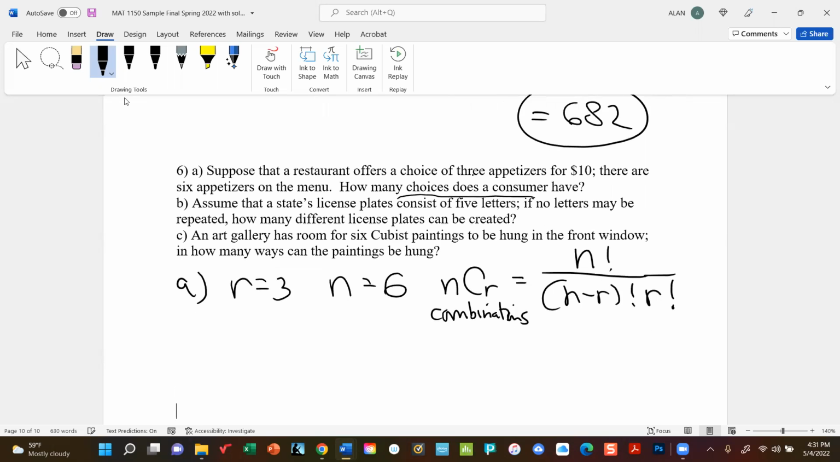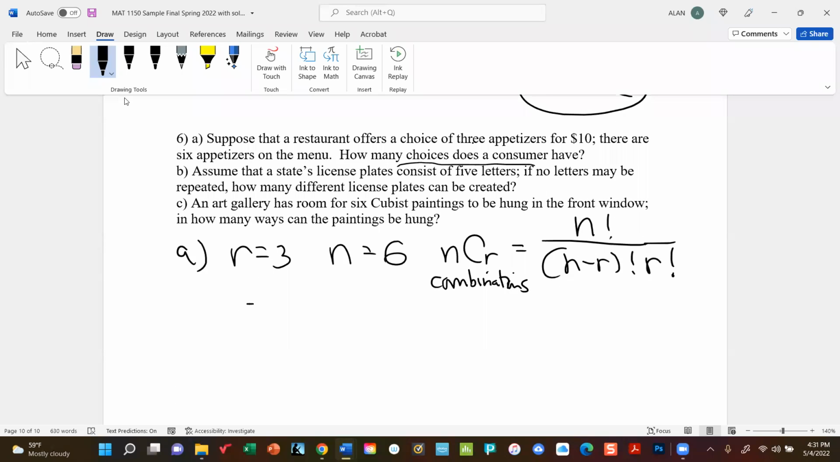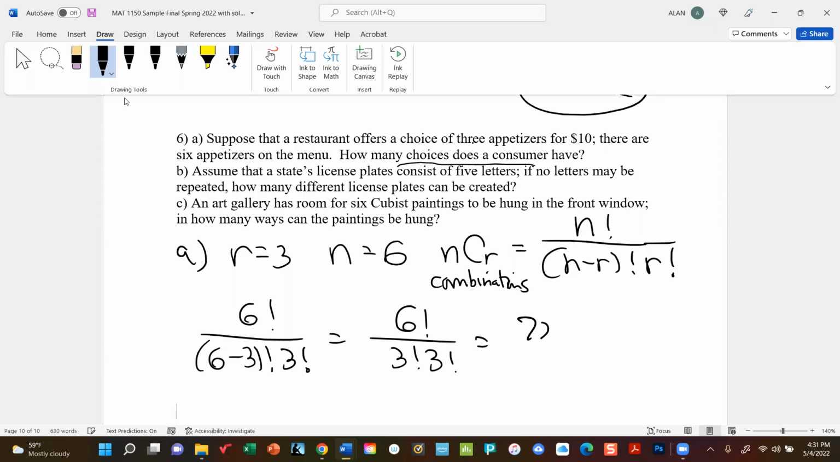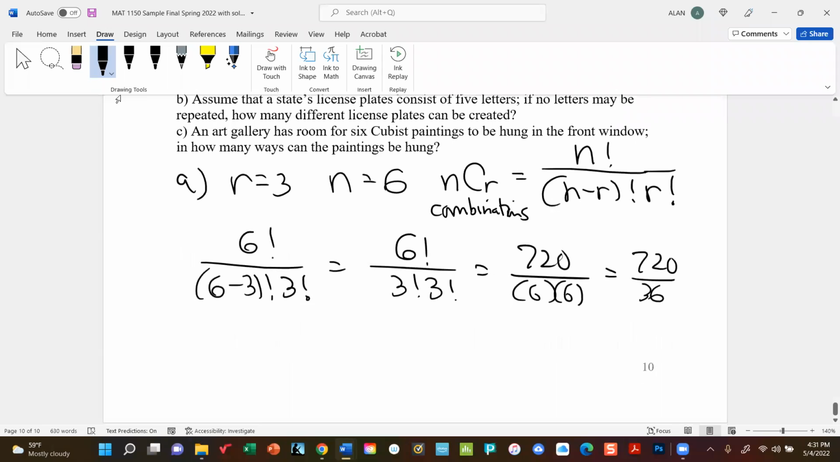So now we just plug them in. Got 6 factorial over 6 minus 3 factorial, and again 3 factorial. Now here, this is a very simple case. You can actually just write these out. And it turns out that the answer here is just 20.